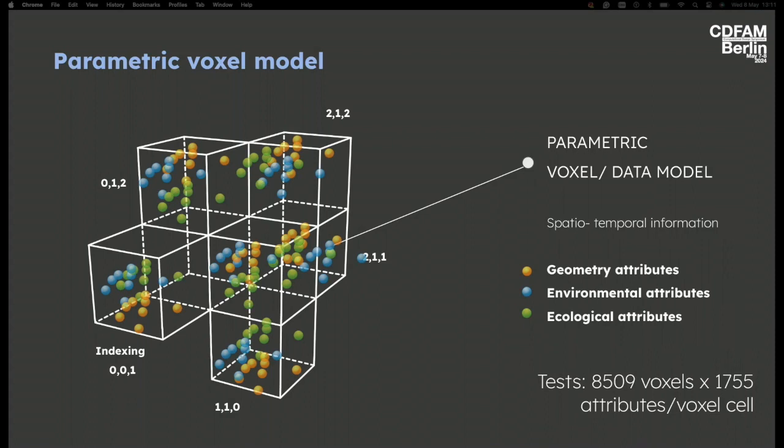And let me briefly talk about the extent of data that we are dealing with. For instance, in our example building, which was just a test case, we have 8,509 voxel cells and 1,755 attributes per cell, because we compute spatial temporal data.